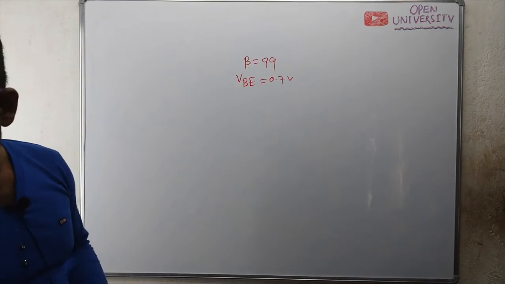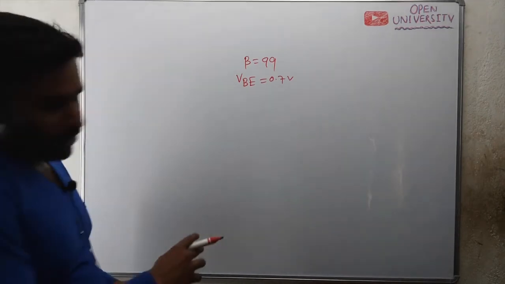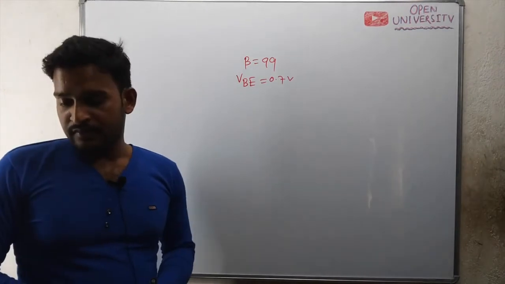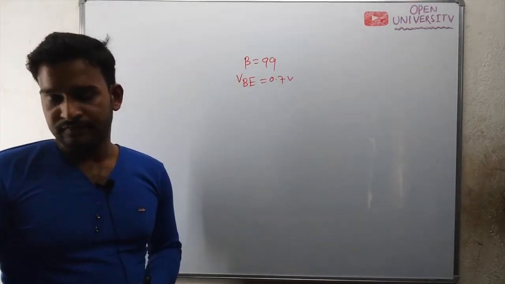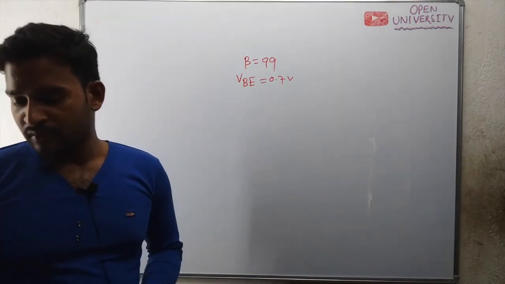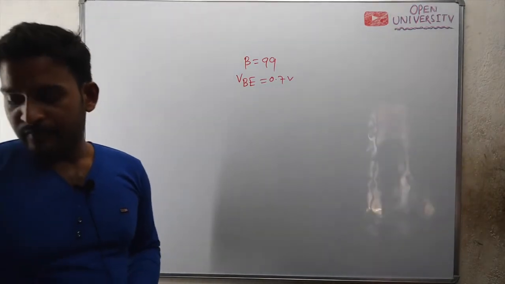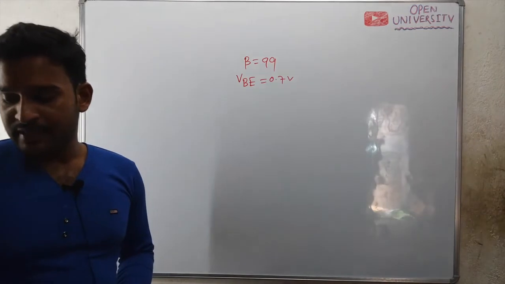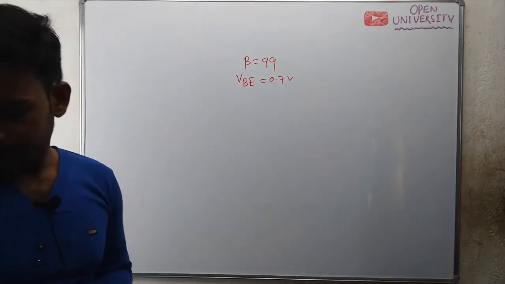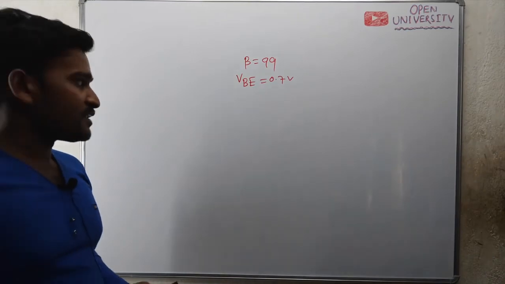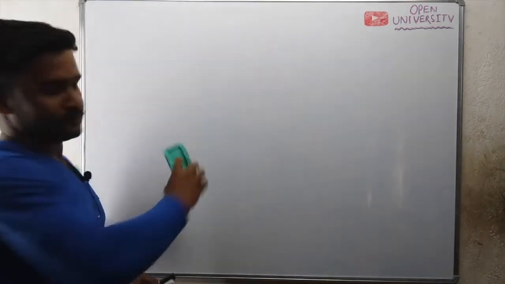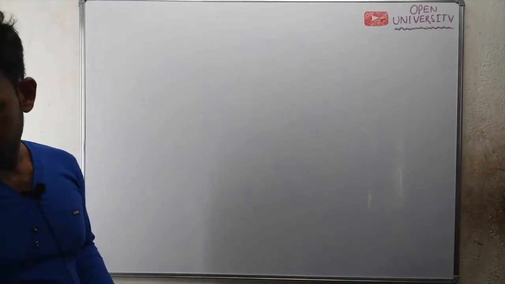If supply voltage is 15 volt, calculate power dissipation in transistor and Zener diode. Draw the diagram.